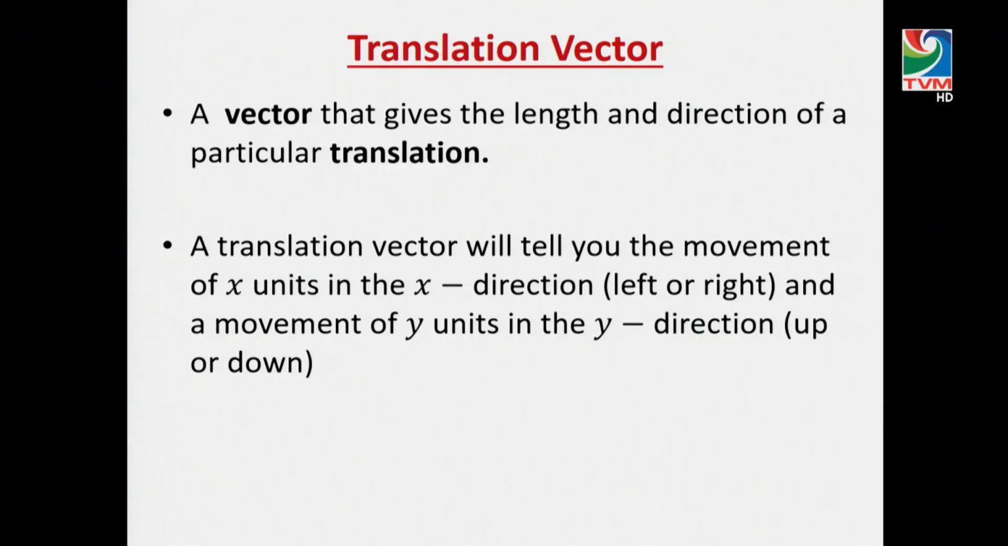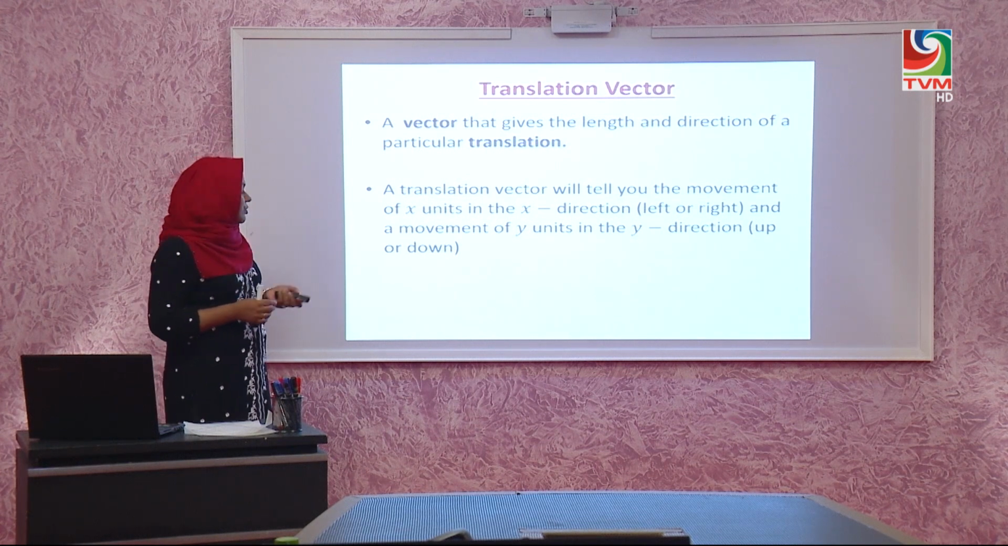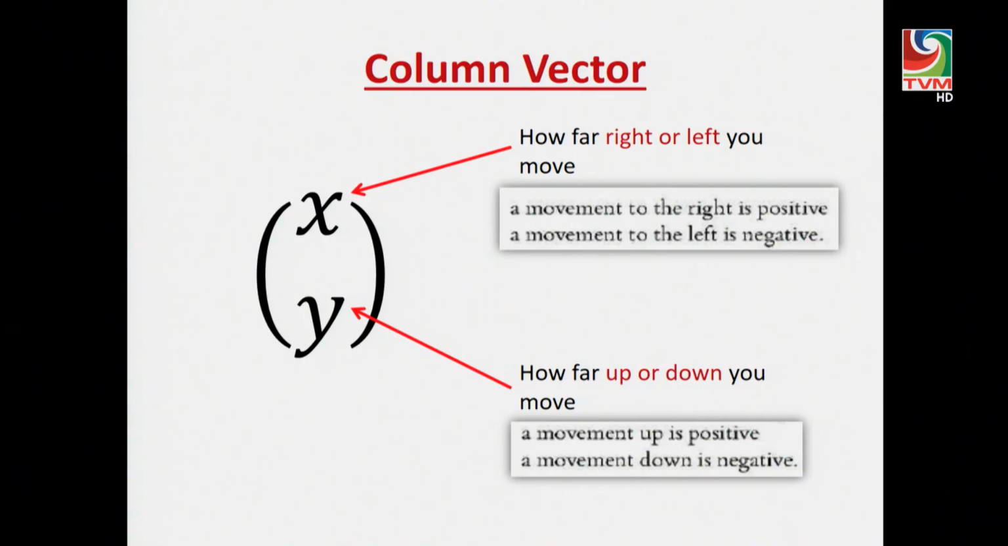A translation vector will tell you the movement of x units in the x direction. X direction means it is the horizontal direction. Horizontal direction can be either left or right, and the vector will also say the movement of y units in the y direction. Y direction is the vertical direction, whether the object is moving up or down. Now, how to write a column vector? The general form of a column vector is this way. In a bracket, we write a column with two values in it.